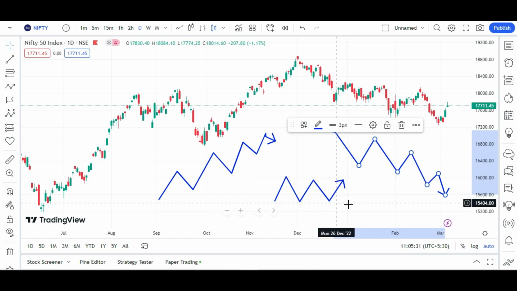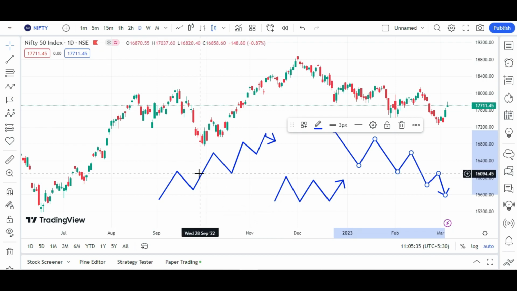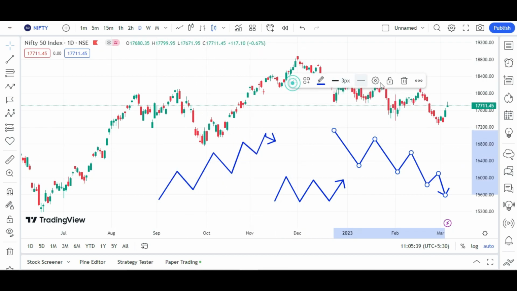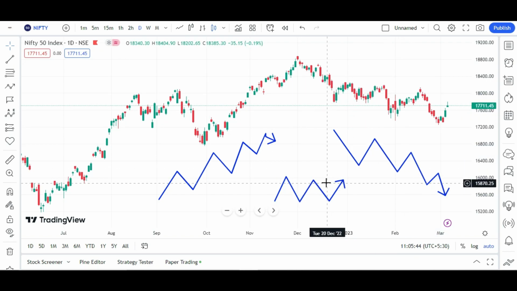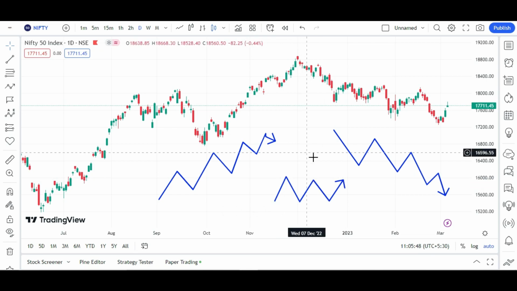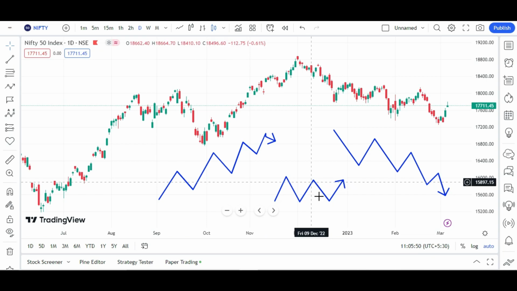So basically in the market there are three trends. The first trend is uptrend, when price moves higher and higher. The second trend is downtrend, when price moves lower and lower. And the third is sideways, when the market is undecided, price neither moves up nor down, it moves in a range. So this is a sideways trend.